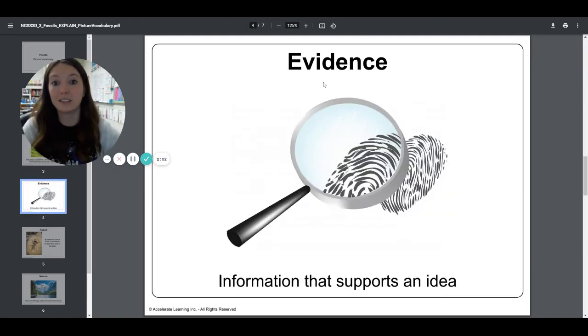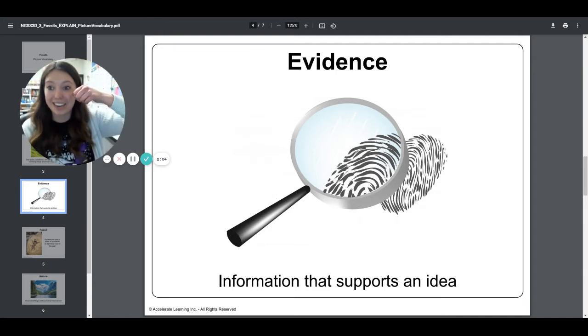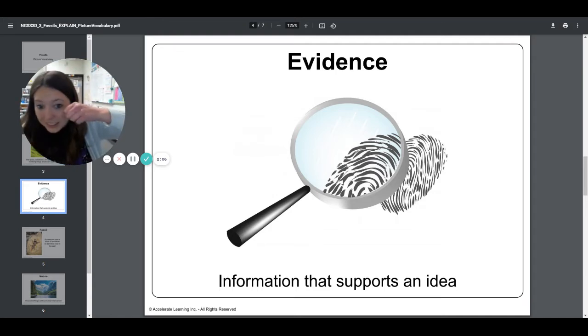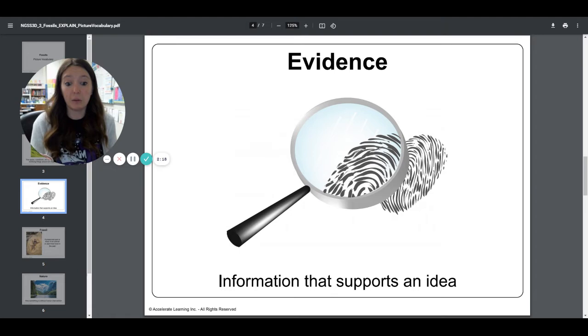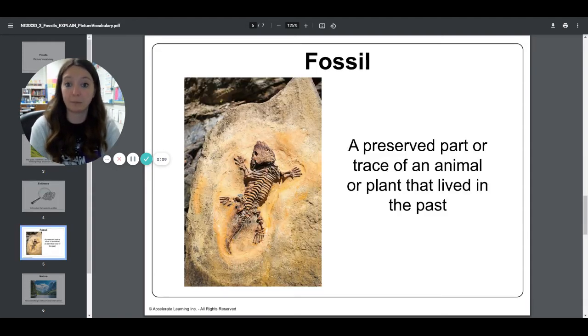Our next word is the word evidence. Get out your hand lens, look around. Evidence. Evidence is just the information that supports an idea. We've seen this word before too. In relation to fossils, we know that fossils are evidence that the environment has changed over time, or fossils are evidence that some animals or plants have gone extinct. They serve as information that supports an idea.